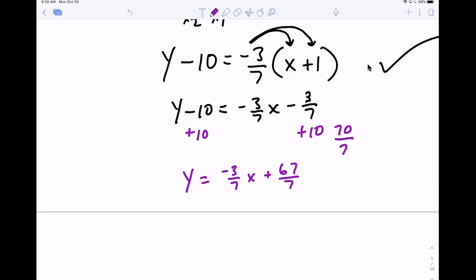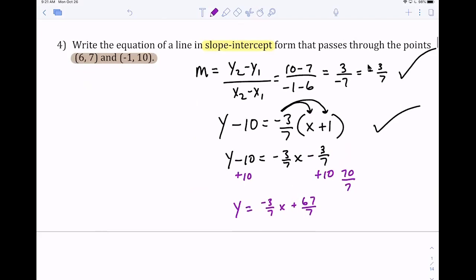Isn't it -1? Wasn't 6 and 7 wrong? She chose the second point. You can choose the first point. Are you going to get the same answer? Yes, you are going to get the same answer. Do I need to show you that, or are you good? I'm good. All right.